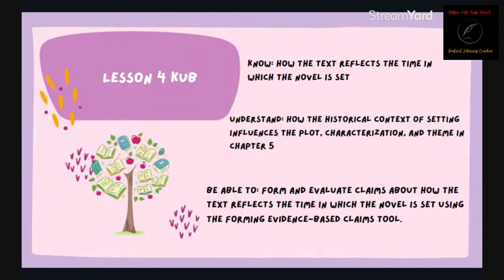So, our CUP for lesson 4 is: students will know how the text reflects the time in which the novel is set. They will understand how the historical context of setting influences the plot, characterization, and theme in chapter 5. And they'll be able to form and evaluate claims about how the text reflects the time in which the novel is set using the forming evidence-based claims tool.